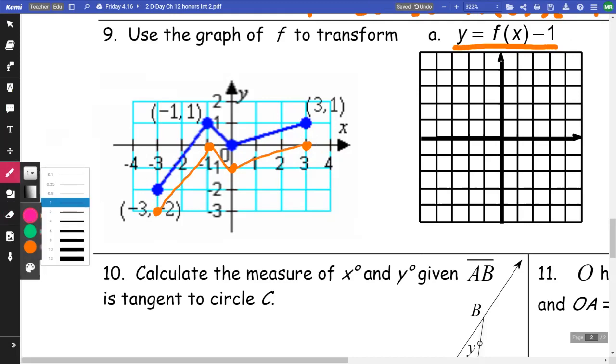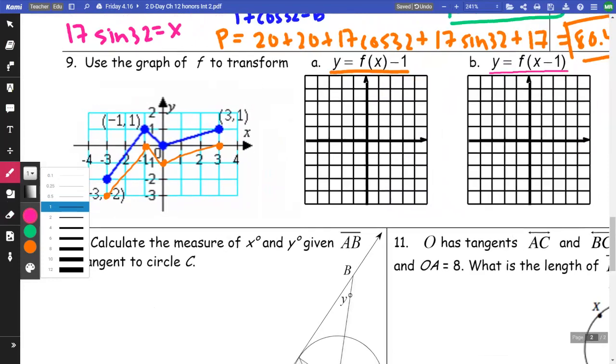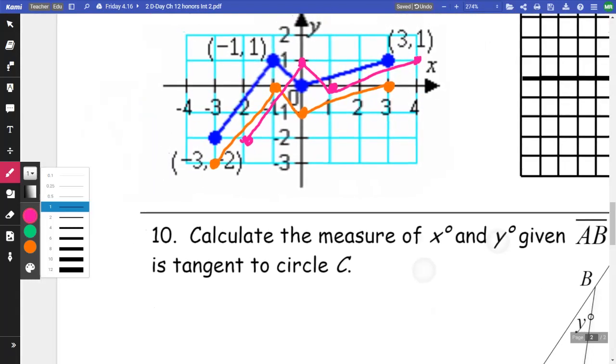For the other one, I'll do it in pink. This one here, f of x minus 1. For this one, everything's going to be moved to the right one. So I'm going to have here and here and here and here. And that's your graph.